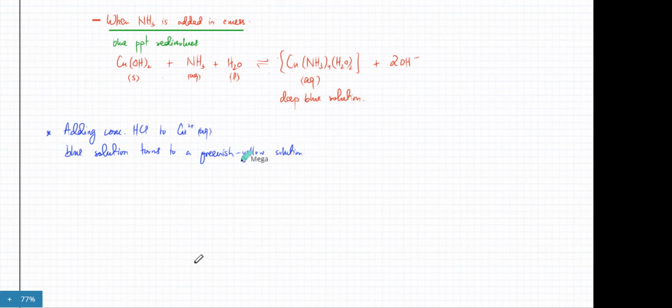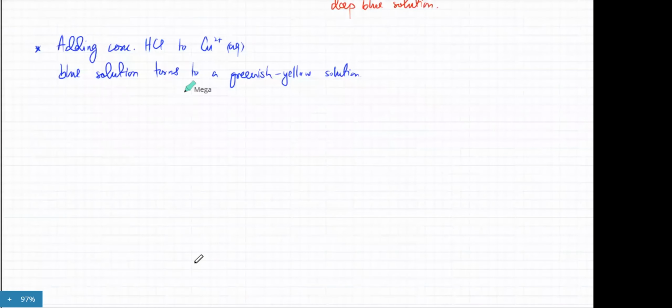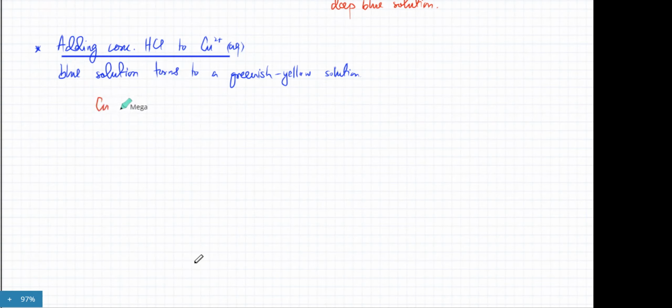So what's happening here? Adding concentrated HCl. We'll just write the equation. You have copper with 6 water molecules, and it's got a charge of +2. Then we're going to replace the water with Cl minus 1 in concentrated HCl.